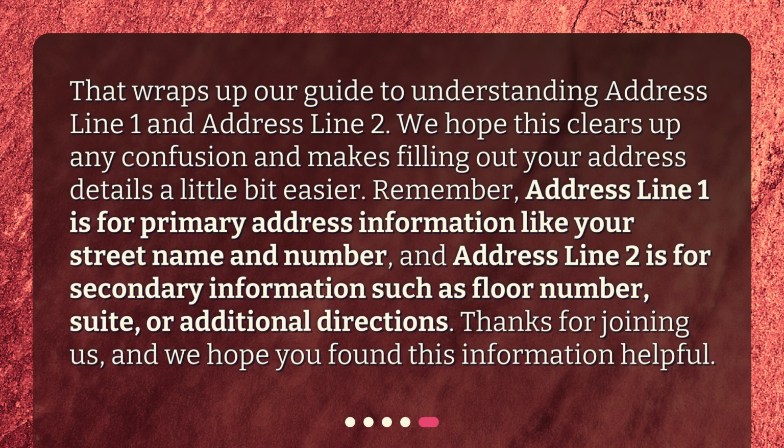That wraps up our guide to understanding address line 1 and address line 2. We hope this clears up any confusion and makes filling out your address details a little bit easier. Remember, address line 1 is for primary address information like your street name and number, and address line 2 is for secondary information such as floor number, suite, or additional directions.